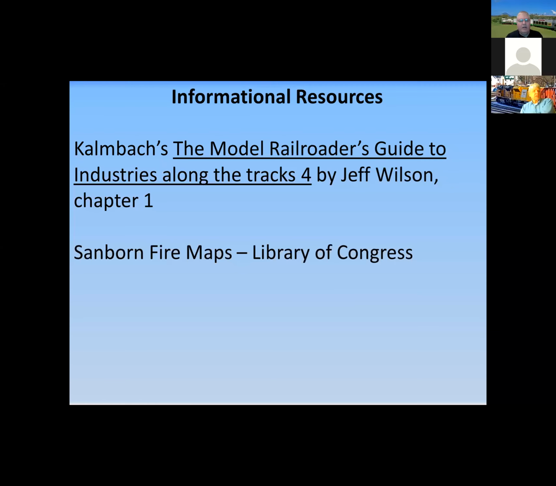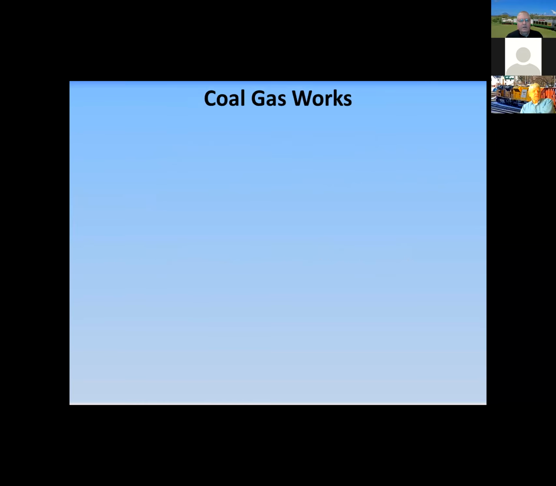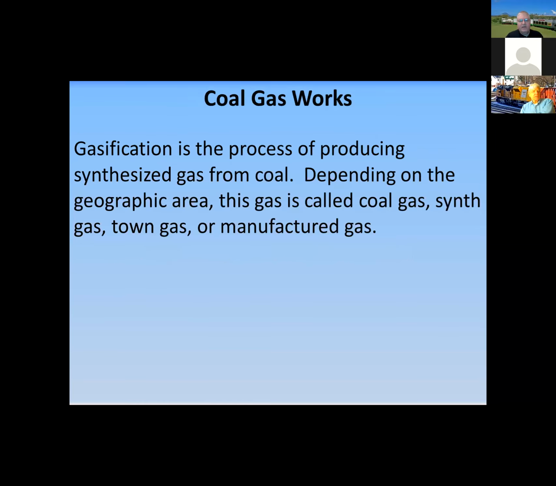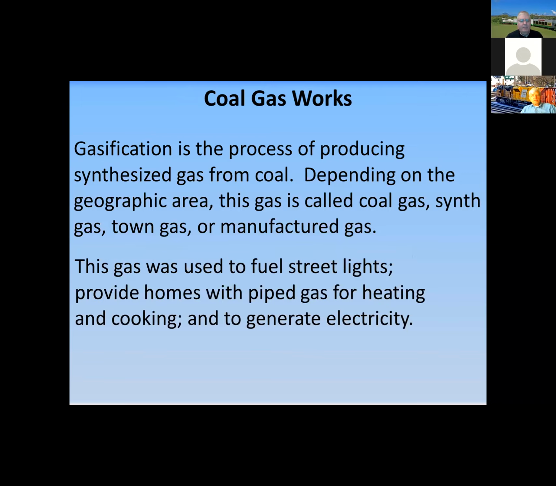and use them offline, and some general internet searches as well. So coal gas works. Gasification is producing gas from coal. And depending on the geographic area where these plants were, they might be called coal gas, synth gas, town gas, or manufactured gas. It's all the same thing. And it was used to fuel streetlights, provide homes with piped gas for heating and cooking, and also to generate electricity.